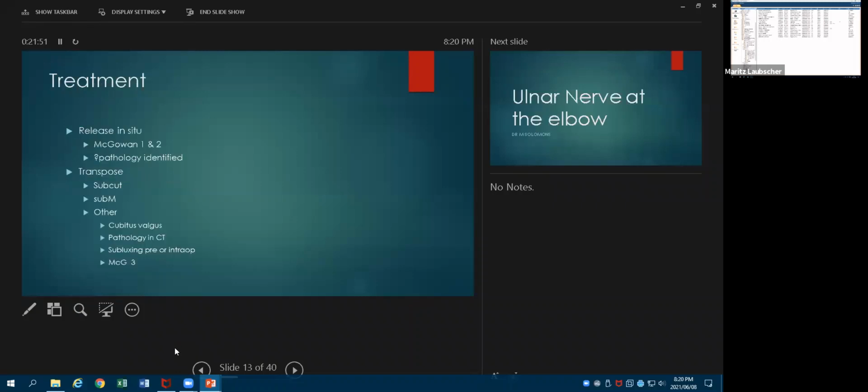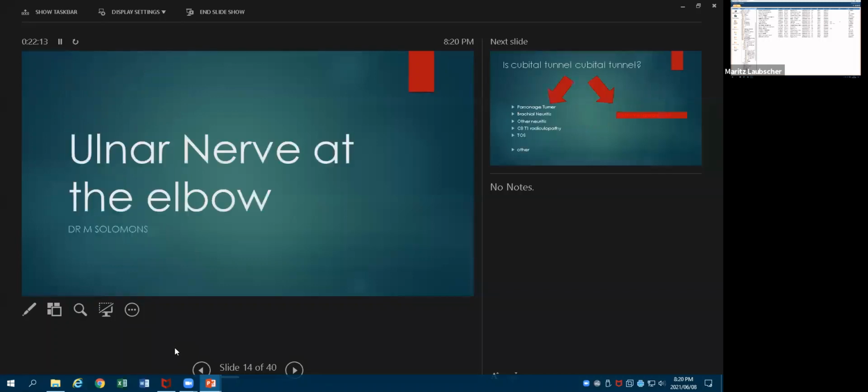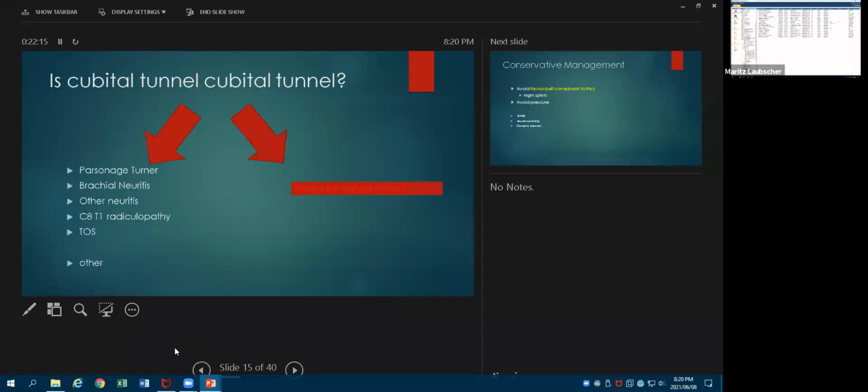Okay, so treatment, I'll come back to this in a second, but just remember, in essence, you've got two options: releasing in situ or anterior transposition. So you move it forward in front of the medial epicondyle. Those are your two different treatment groups. But I've got a whole talk on that. Oh, here it is here. Ulnar nerve at the elbow.